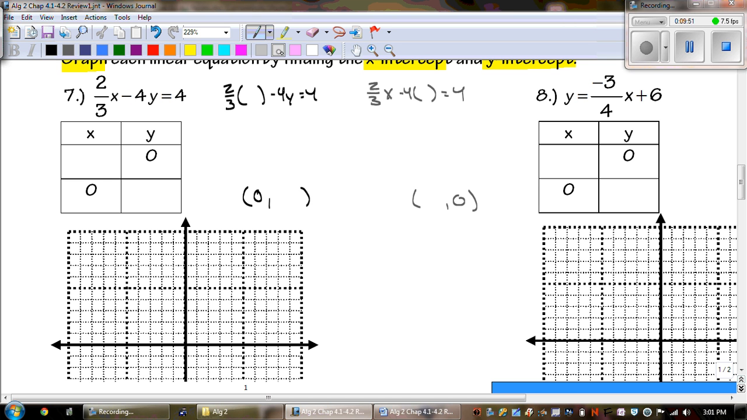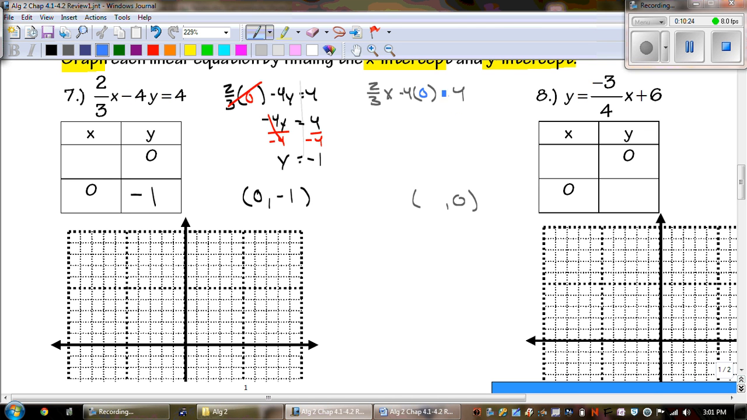Okay, let's go ahead and solve. So our first one, x is 0. 2/3 times 0 is 0. And we're left with the negative 4y equals 4. To get the y by itself, we have to divide by a -4. Don't forget that there's a negative sign in front. And then we get y equals -1. Okay, and if you want to fill that in right away so you don't forget.